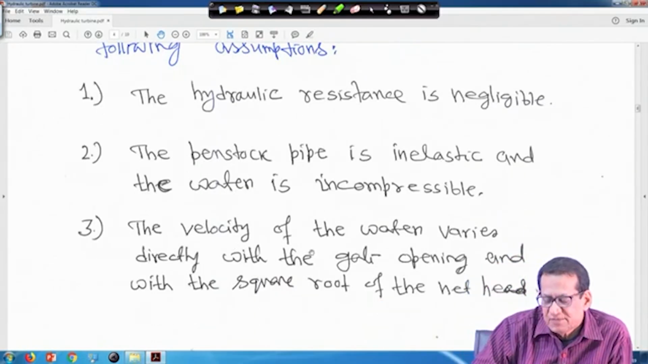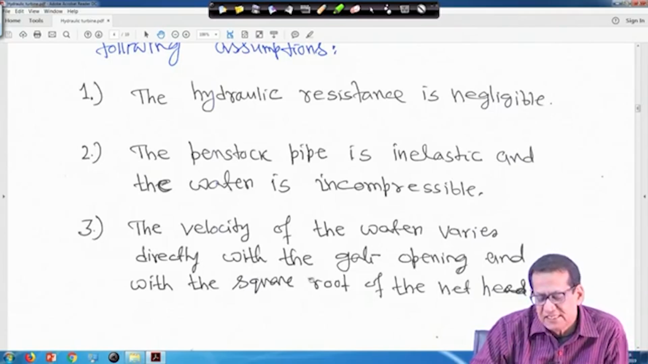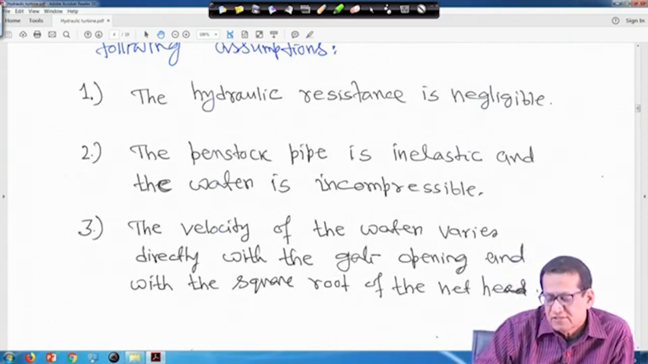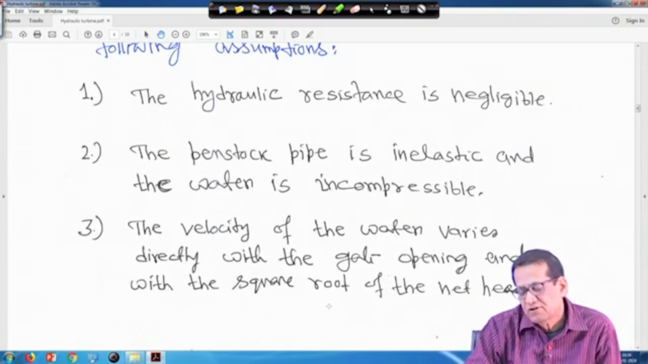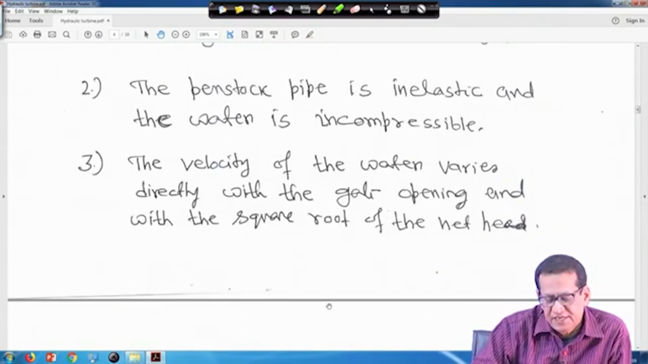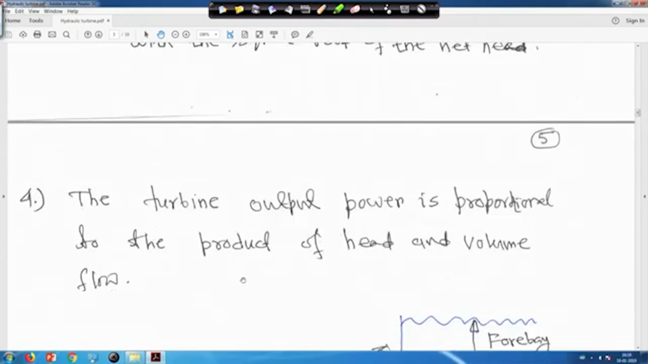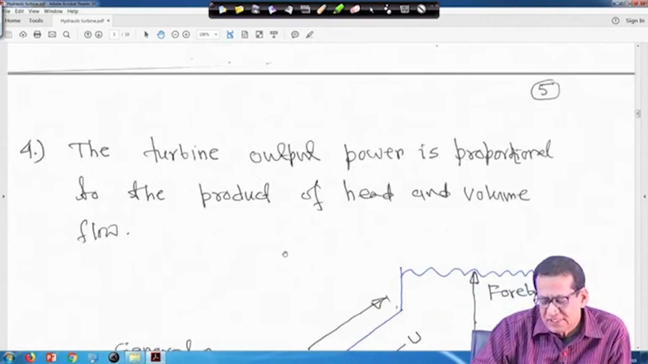Now, number 3 is the velocity of the water varies directly with the gate opening and with the square root of the net head. This is important. So, it is actually velocity of the water varies directly with the gate opening and with the square root of the net head, right. And number 4, the turbine output power is proportional to the product of head and volume flow. So, based on these things only we will try to make our assumptions.